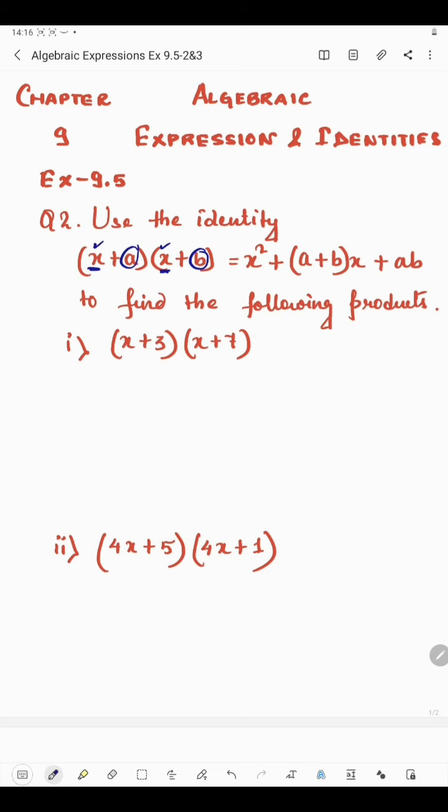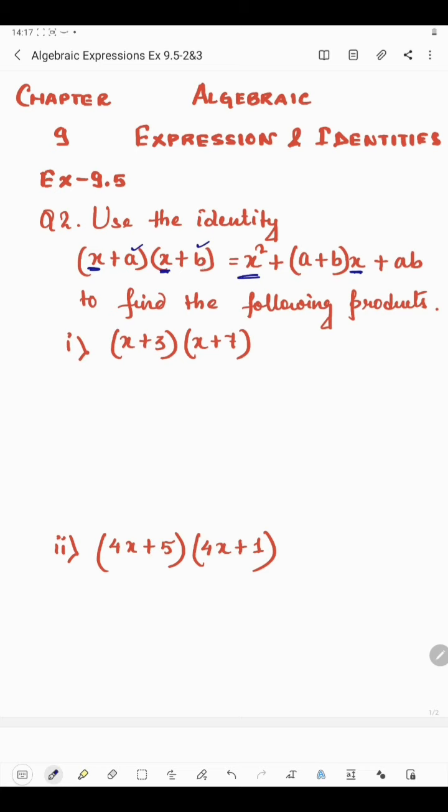So the identity of this will be the square of the first term, which is the same here, plus the number which is different. We will add those two terms and then multiply by the first term, then plus sign, then again we will write the product of the two different terms. Two different terms means a and b.